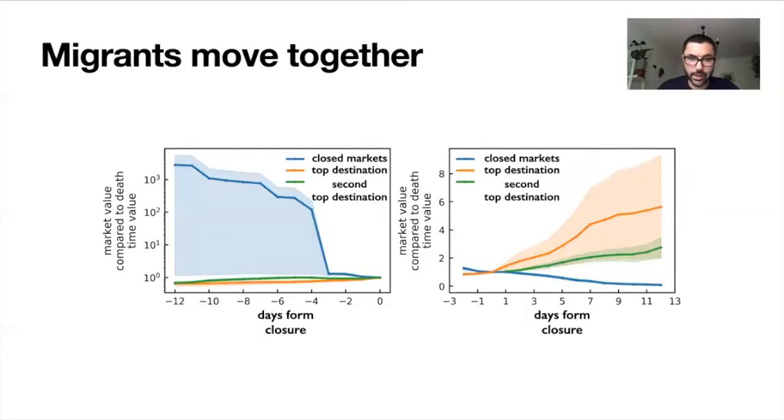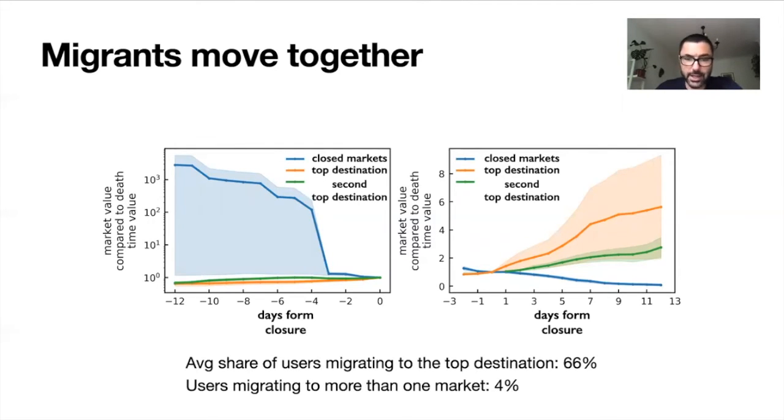And you see that if we look again at the plot we have seen before, but now divided in the right panel by growth in market, in a market-to-market fashion, the top destination is clearly getting most of the volume of the recently closed market. And the second destination is way less important. The average share of users migrating to the top destination is in fact 66%, and it's also important to notice that the users migrating to more than one market are only 4%. So most of them migrate just to one.